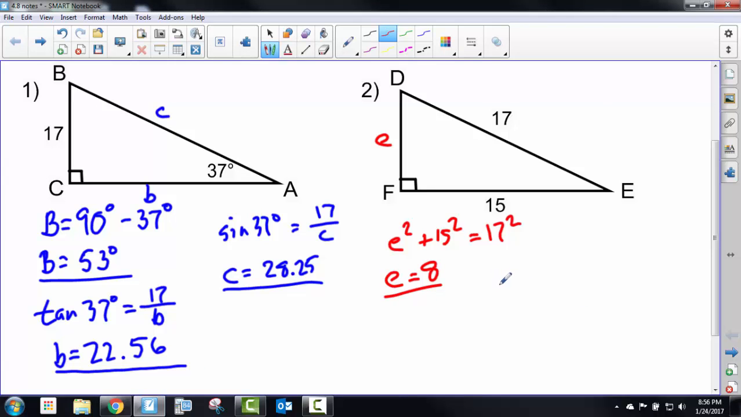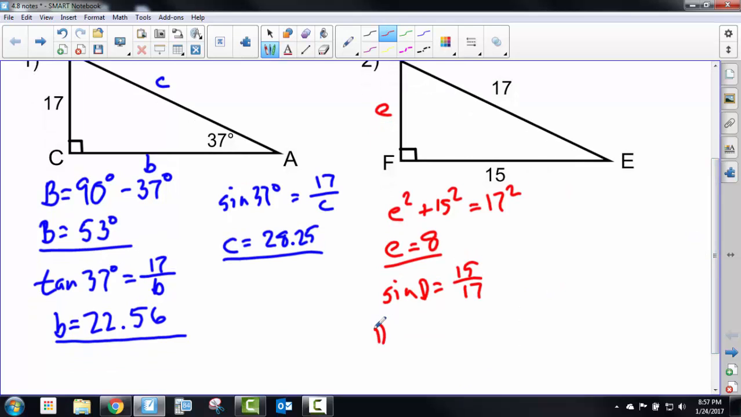From here, we really just have two angles to find. I'm going to start with angle D. What I know is the given sides were 15 and 17. So I'm going to set this up this way. The sine of D is equal to 15 seventeenths. And then we can do an inverse sine of 15 seventeenths, and we'll find angle D.